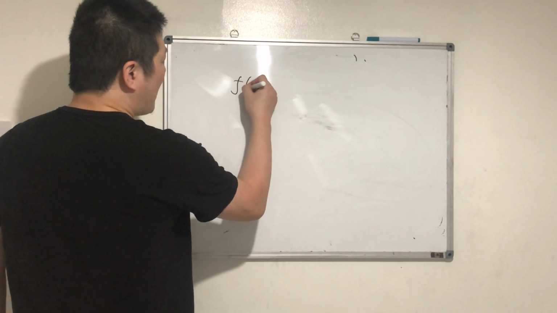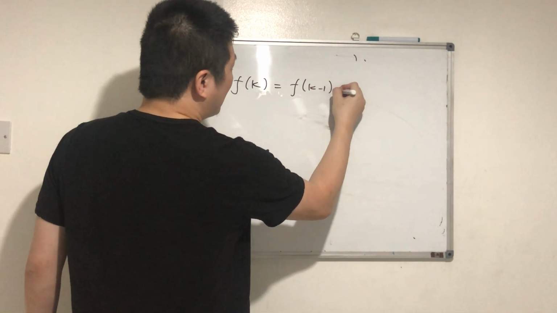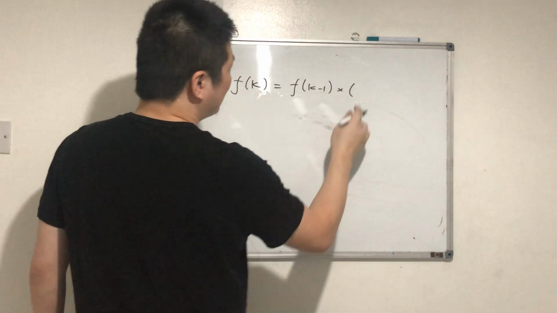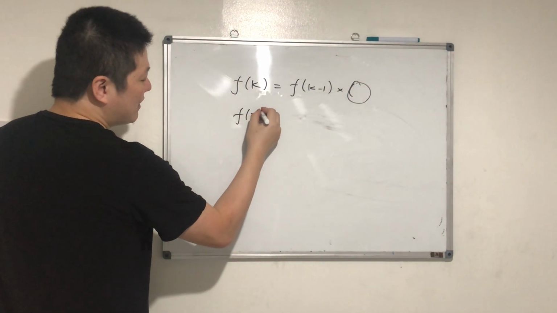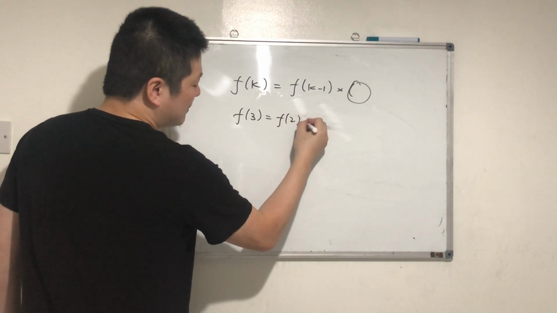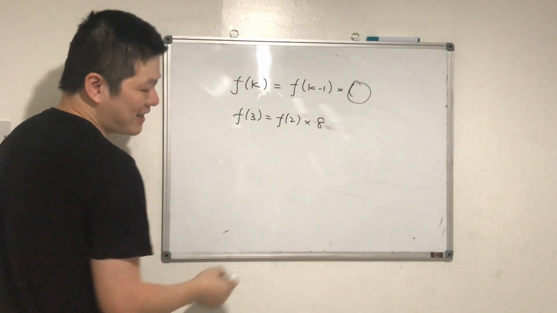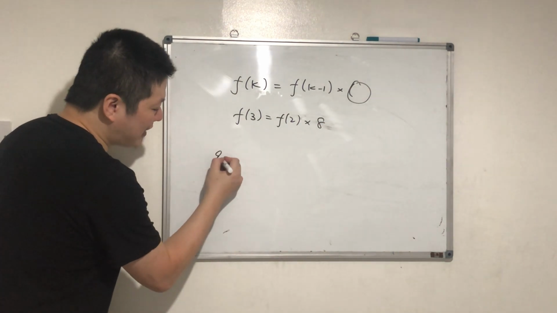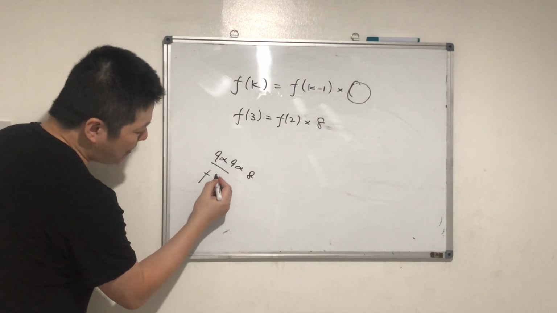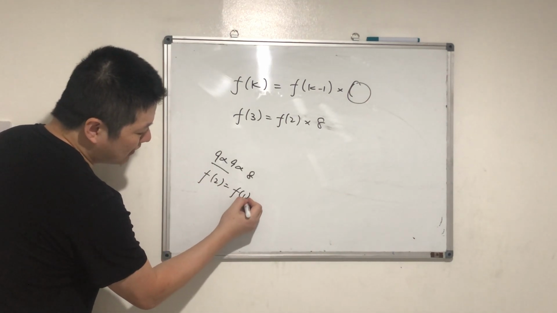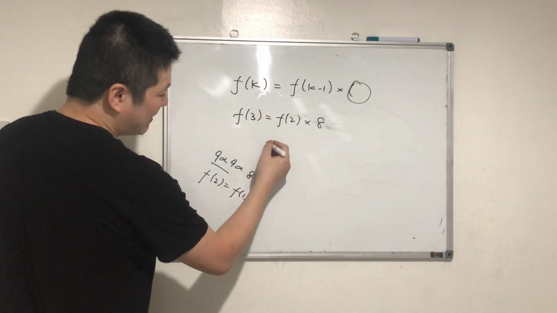So look, can we write this? Fk equals Fk minus 1 times what? We don't know times what, okay? Look, F3 equals F2 times 8, right? Because look, 9 times 9 times 8. This is F2, yeah? F2 equals F1 times 9, right?